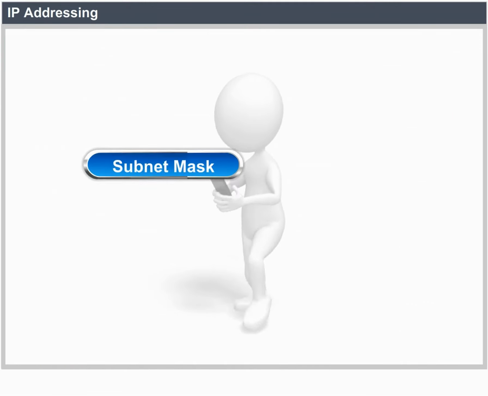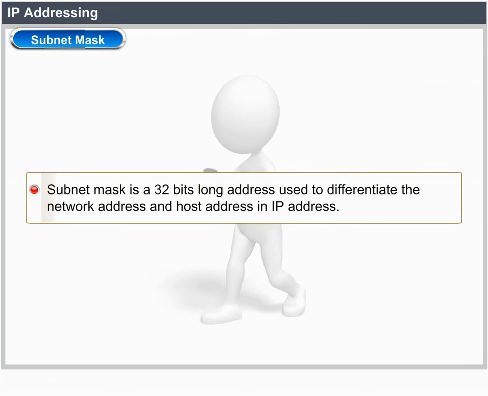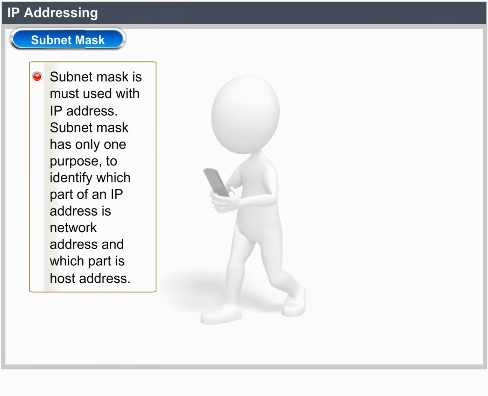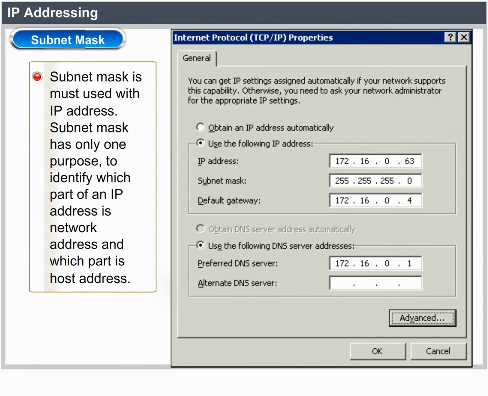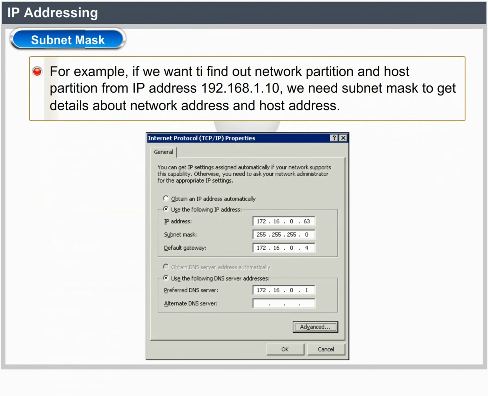Subnet mask. A subnet mask is a 32-bit long address used to distinguish between network address and host address in an IP address. A subnet mask is always used with an IP address. A subnet mask has only one purpose: to identify which part of an IP address is the network address and which part is the host address. For example, we figure out the network partition and host partition from IP address 192.168.1.10. Here we need a subnet mask to get details about network address and host address.